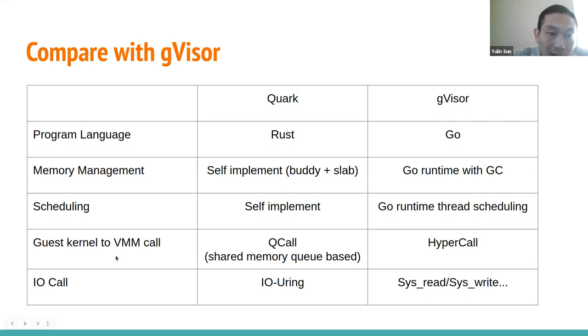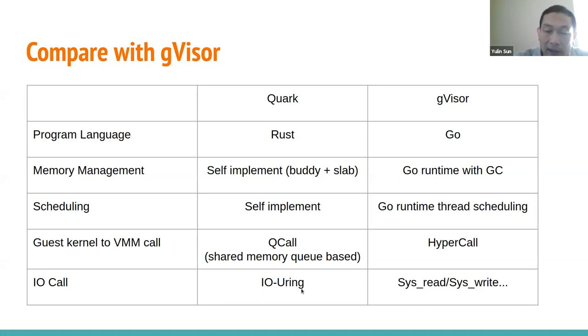Another thing is the VMM call. It uses a queue call, which is shared memory queue based. When we did the tuning for gVisor, we found that when it handles high QPS calls, for example a workload like Redis, its call just has a small workload inside the in-memory process and then does the IO. That's very high performance, high QPS IO. And we find the performance is bad, and the majority of the performance penalty is at the hypercall. So we implemented this queue call and the io_uring based call.